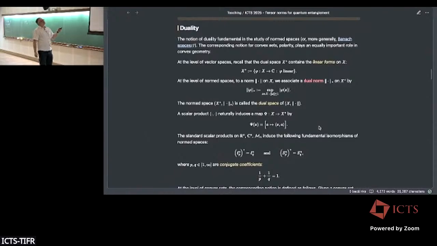This is on the level of vector spaces. Now, if you have norms, it turns out that if I have a norm on X, I can construct an associated norm on the dual space, so on the space of these phis, as follows. The dual norm of a linear form phi is just the supremum over the elements in the unit ball of the original space of phi of X.